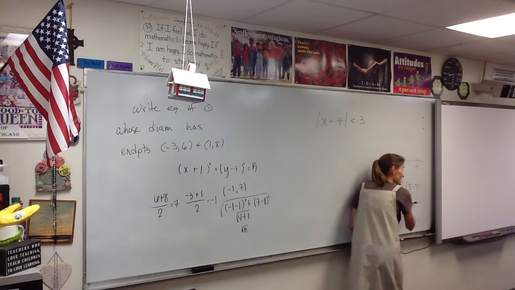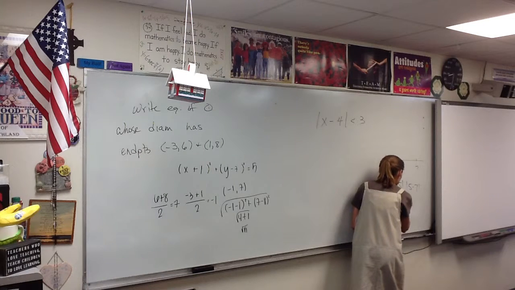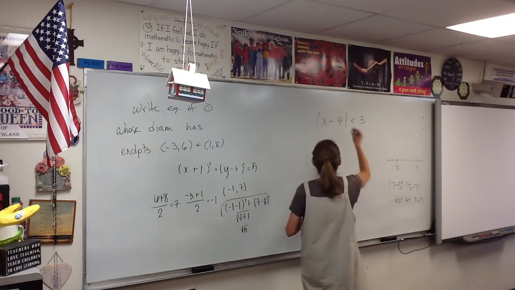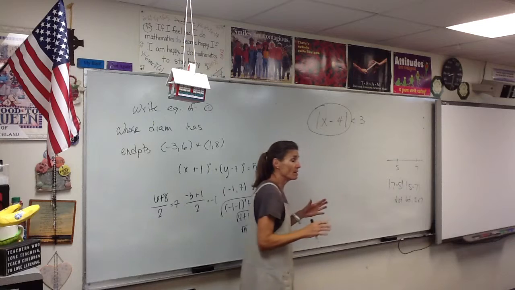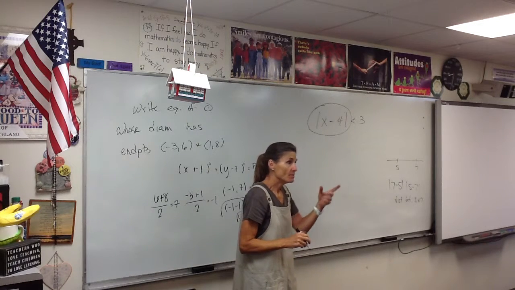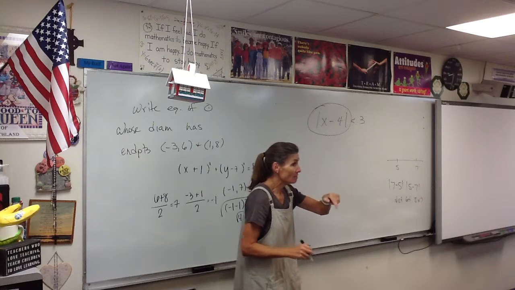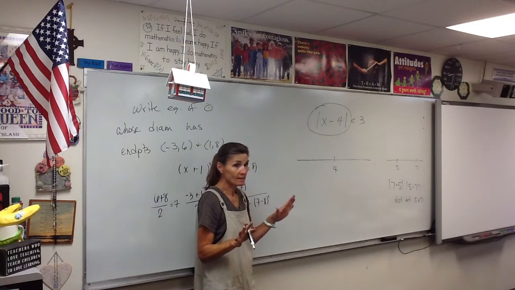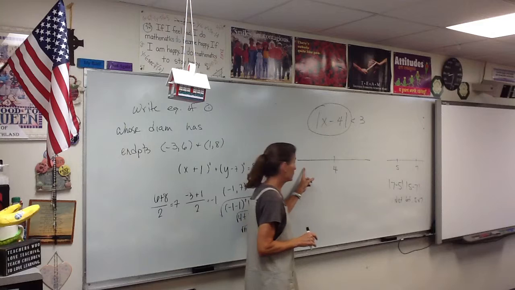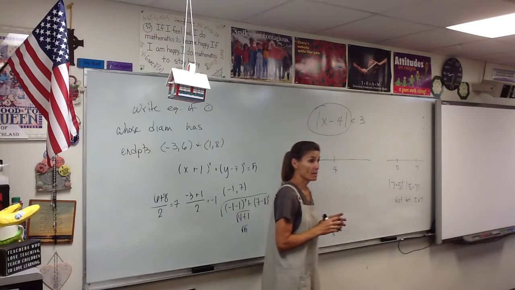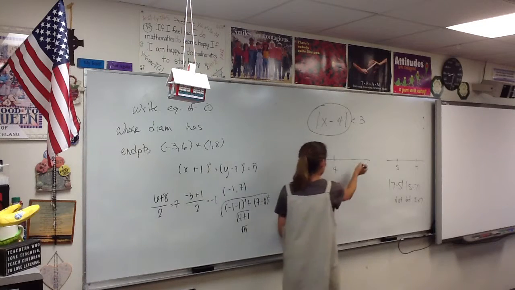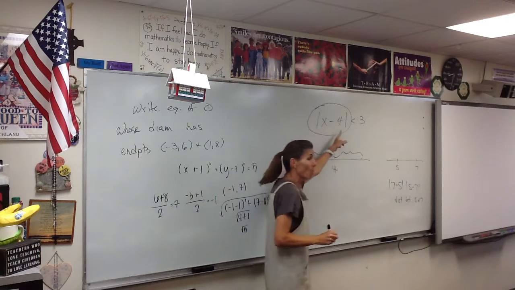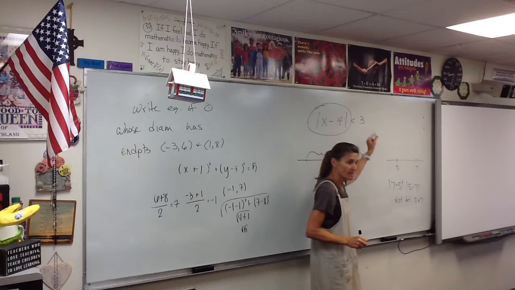So what do these represent? These represent the distance between 5 and 7. Easy. So when I see this, just that for a moment, what does that represent? The distance between x and 4. So here's my number line, and here's 4. Now, I don't know what x is. So could x be over here? Could x be over here? All I know is the distance, wherever x is, whether it's over here or over here, the distance between it and 4 is what? Less than 3.